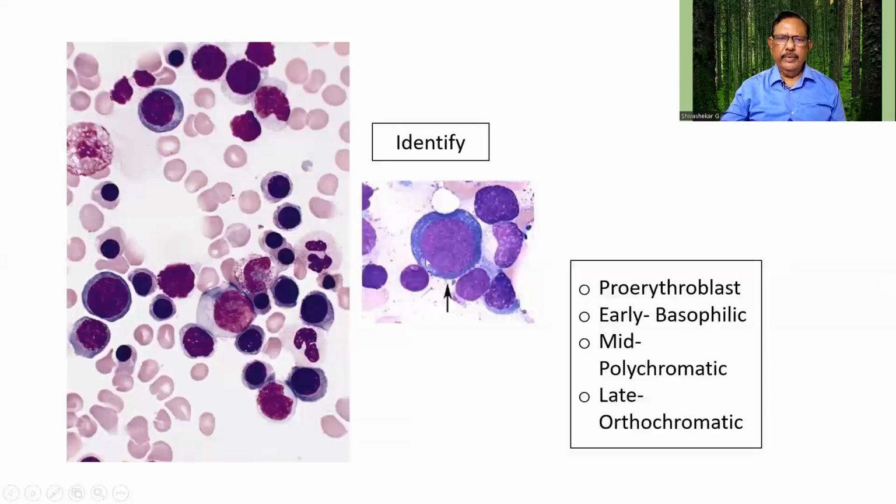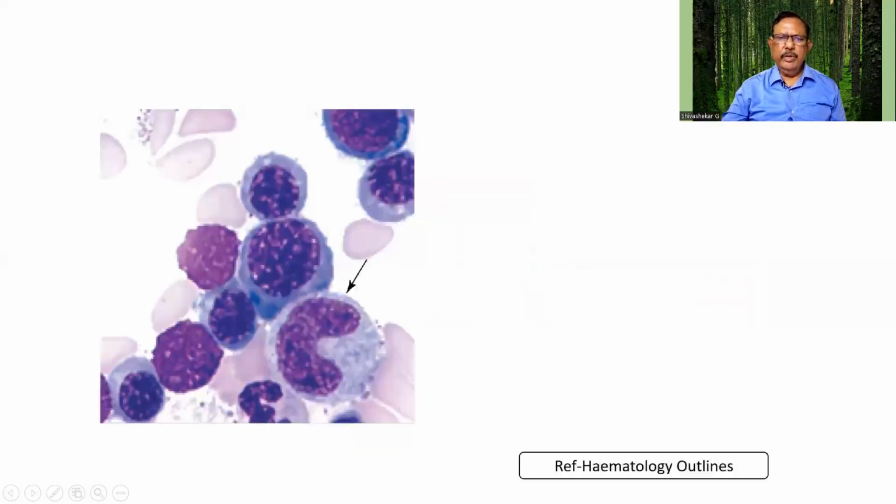So identify. This is an immature cell. Probably it is a basophilic or a pro-erythroblast that we are seeing. You should be able to identify all these cells. And here again, I am able to see a giant stab form. Look at the opened out chromatin. I'm sure you will be able to identify.